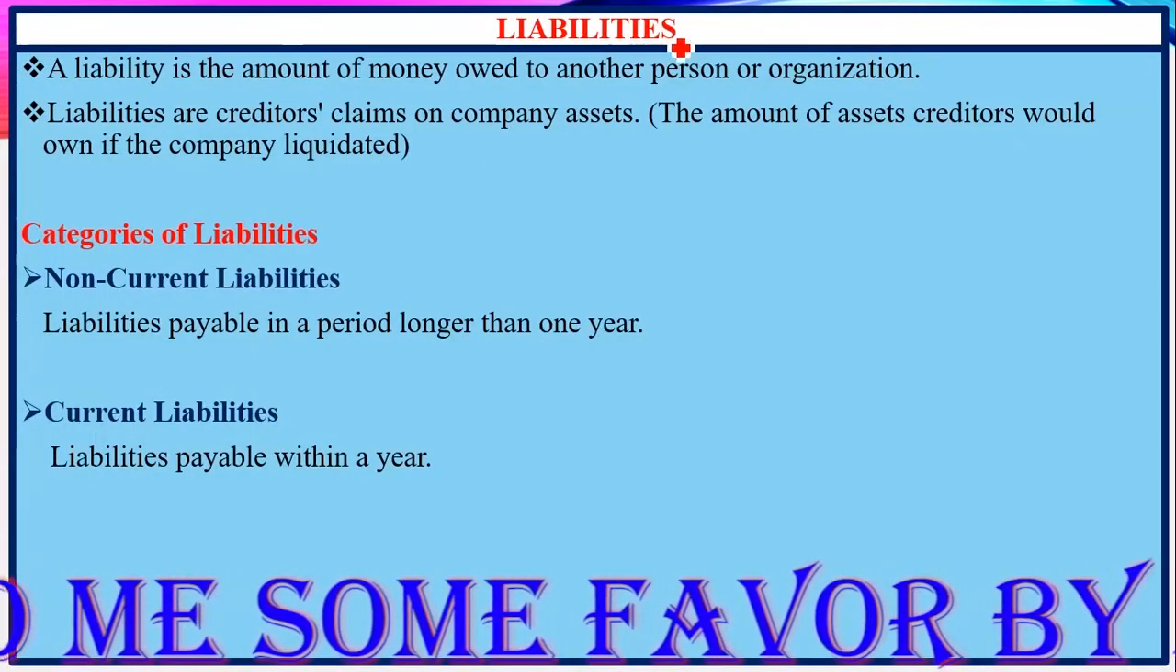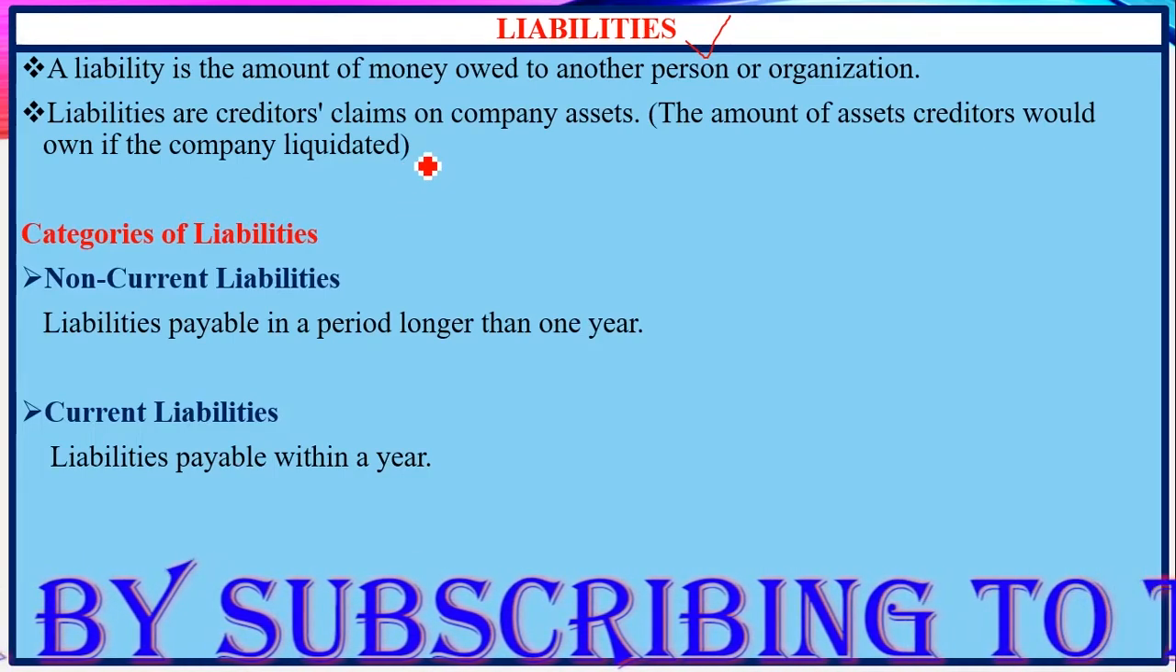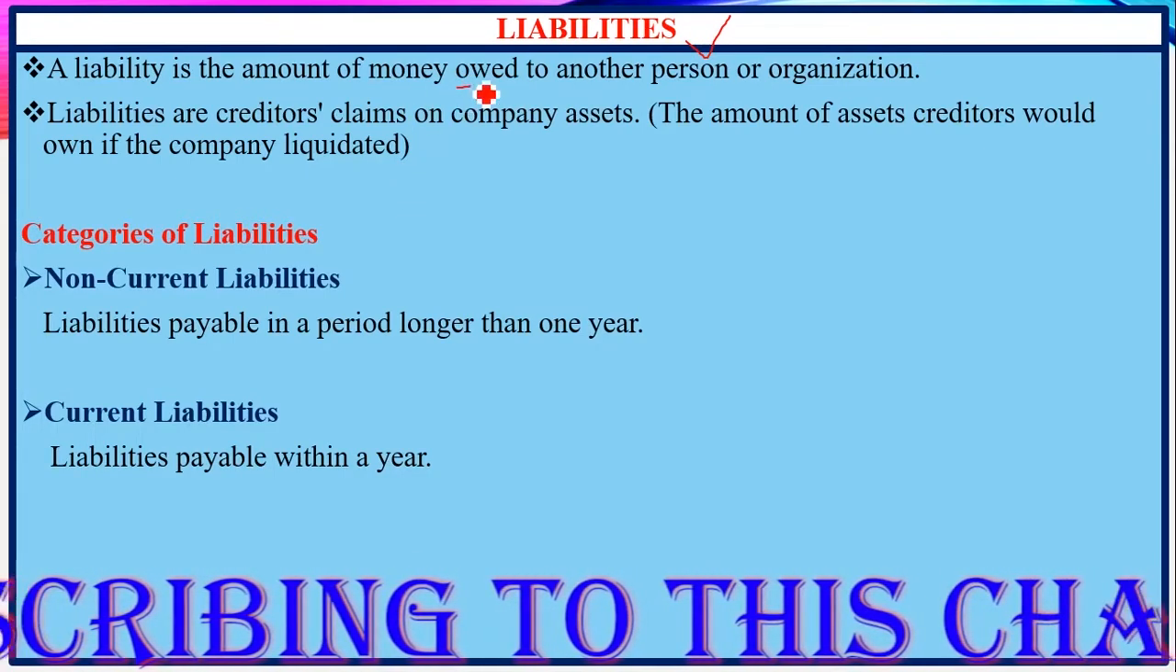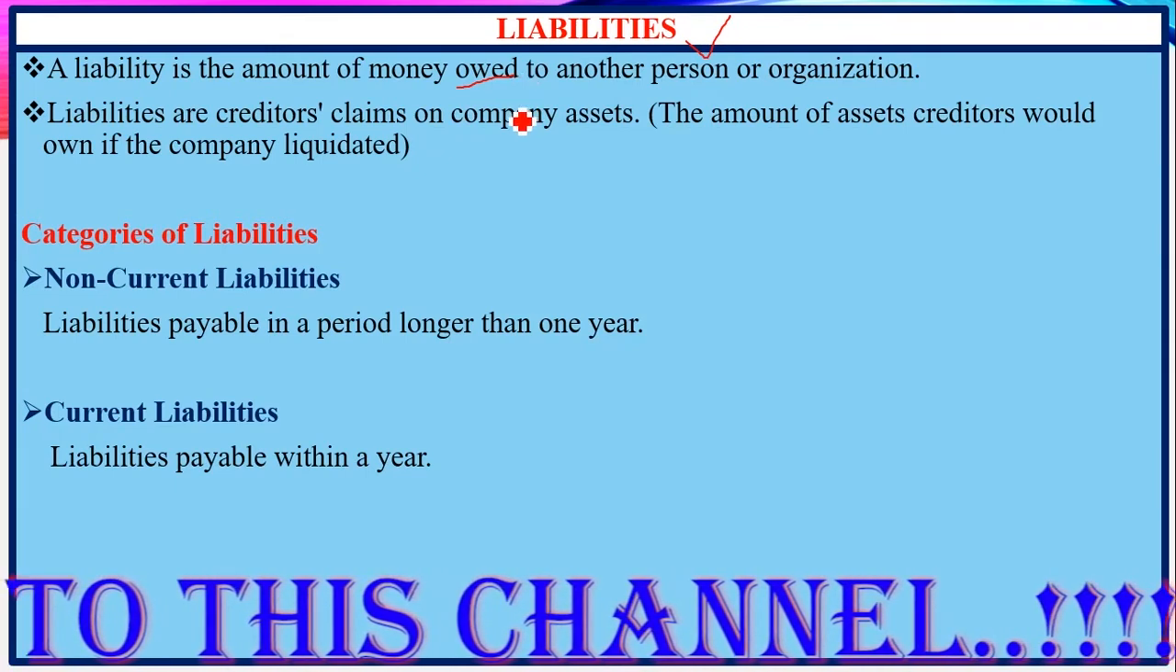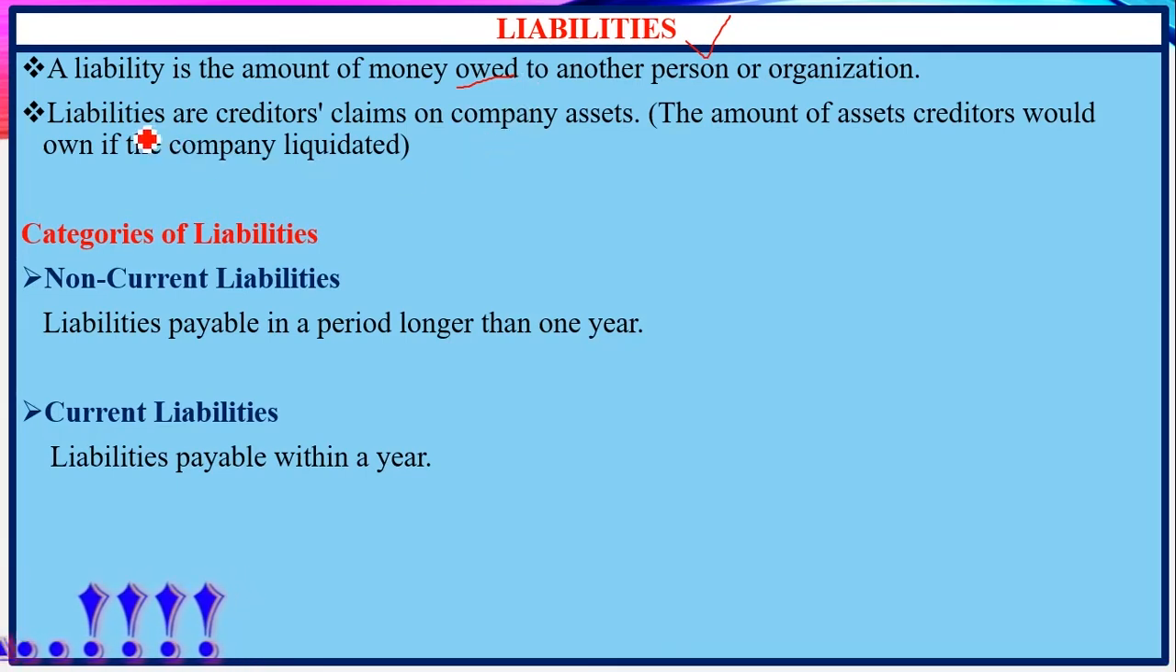The other item is the liabilities. Liabilities, on the other hand, are what you owe to other people. Whatever you owe, a liability is like a debt. Whatever you owe other people, or the liability, you can also call creditors' claims on the company assets.